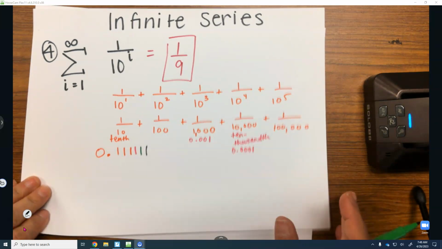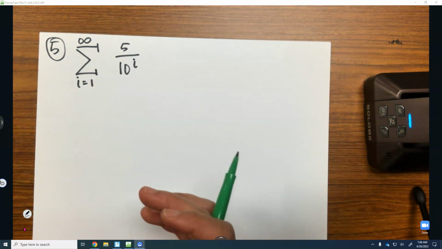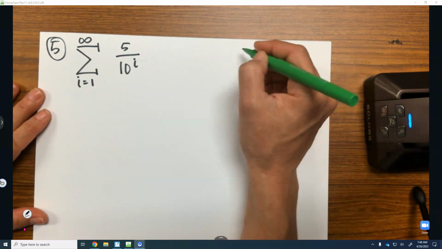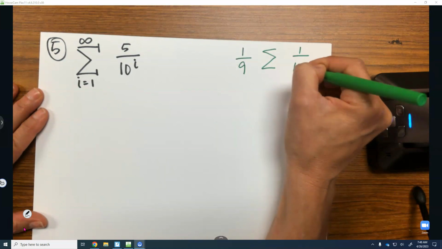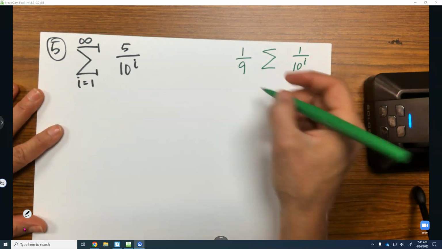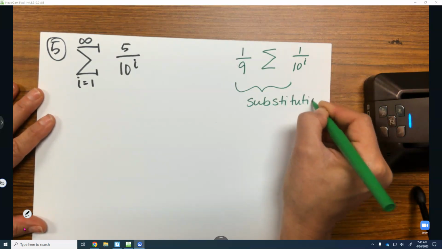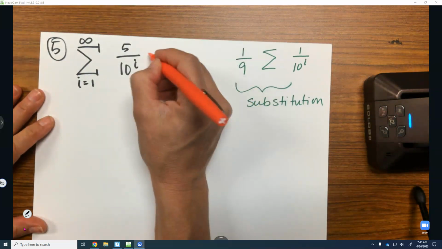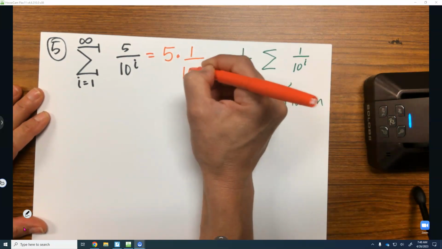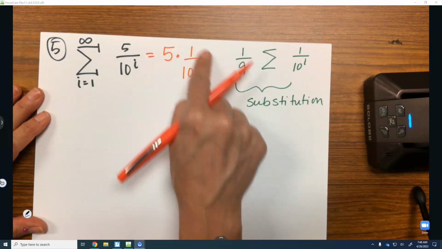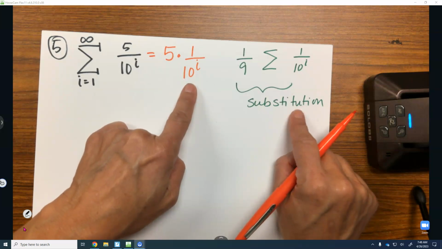All right, let's take a look at the next one. All right, so for the next one, it's kind of similar to number 4. Now remember, number 4's infinite sum was from this. And what we're going to do is we are going to use substitution. Because what's happening here, guys, is this is 5 times 1 over 10 to the I. If I multiplied these straight across, I'd end up with this. So let's use substitution right here.